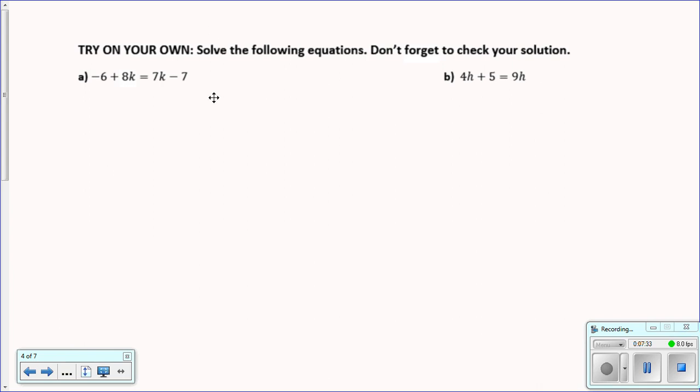Okay, so hopefully you did A and B. You got an answer. When you checked it, it came out right. That's what should have happened. If not, make sure you make a note of it. We can go over it in class. Okay?